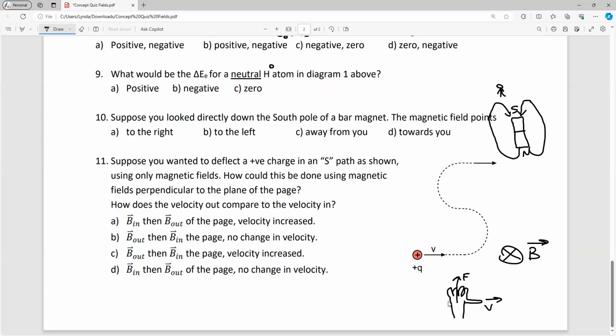B stays the same. Okay, so velocity doesn't change, and B is in and then B is out of the page. Because it changes direction, it means B here will be into the page. Circling. Okay, so the magnetic field lines will change direction, so the object will change path.